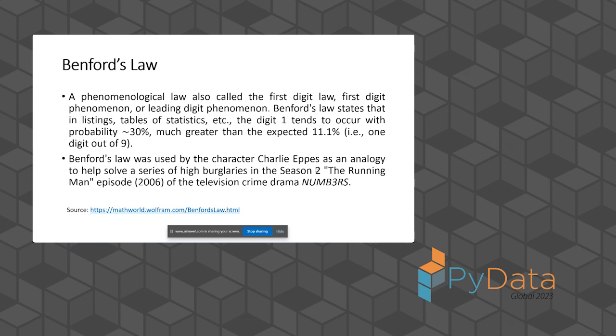Let's see what's Benford's law. It's a phenomenological law, also called the first digit law, or the leading digit phenomenon. Benford's law states that in listings, in tables, or in statistics, digit 1 tends to occur with a probability of 30%, much greater than the expected 11.1%. So there is no equal probability.